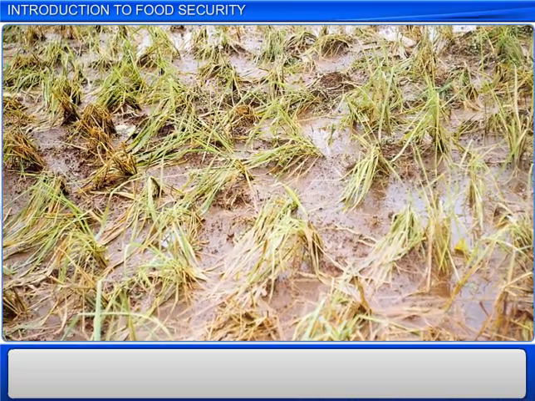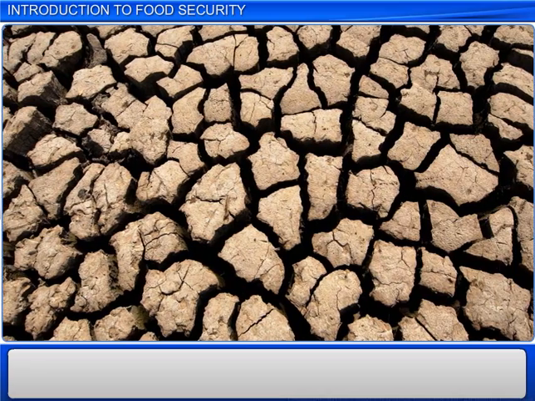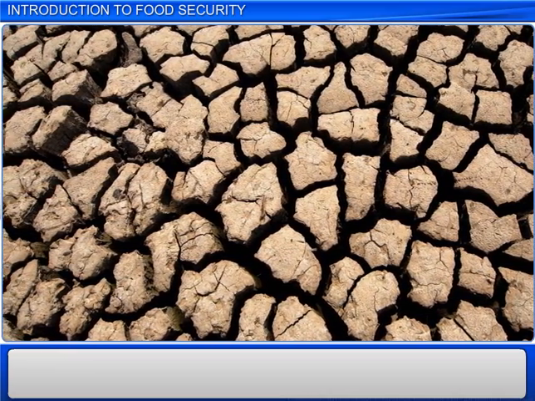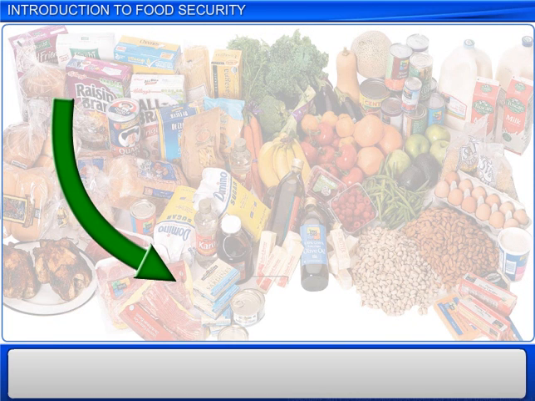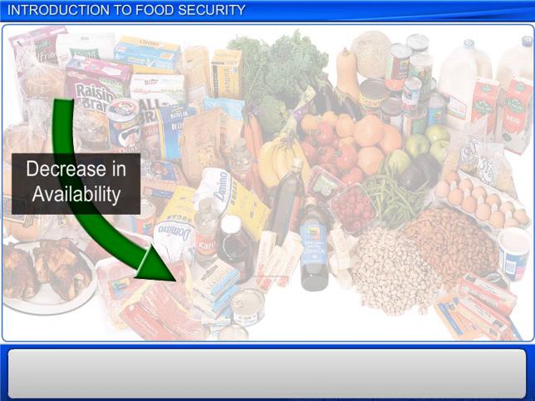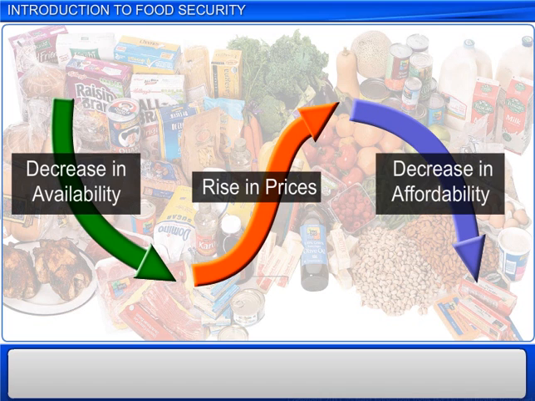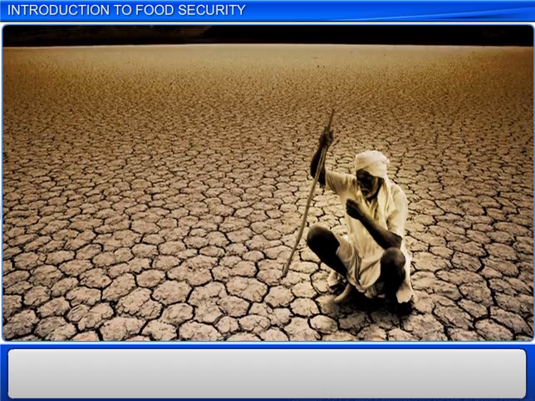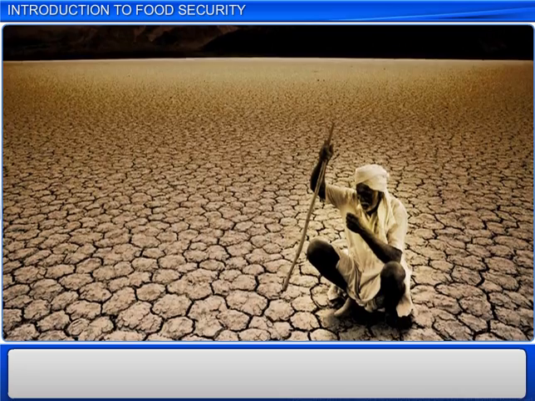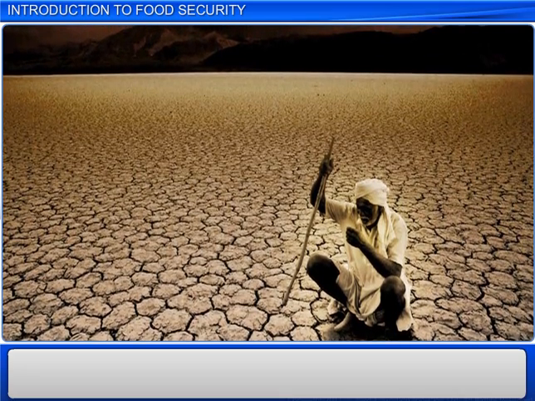Destruction and a decrease in the production of food cause a decrease in the availability of food. A decrease in the availability of food causes food prices to rise. The rise in food prices decreases the affordability, and more people are unable to buy food. A natural calamity affecting a large area for a long duration of time leads to starvation and conditions of famine.